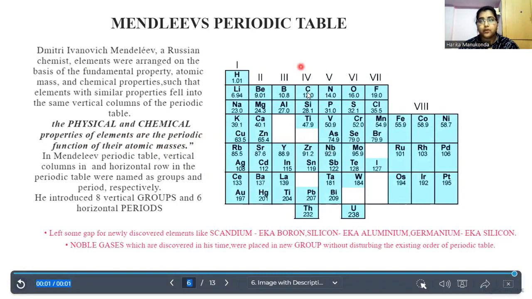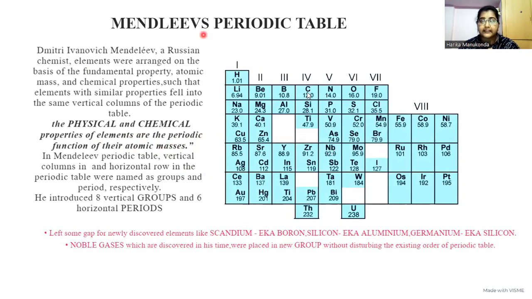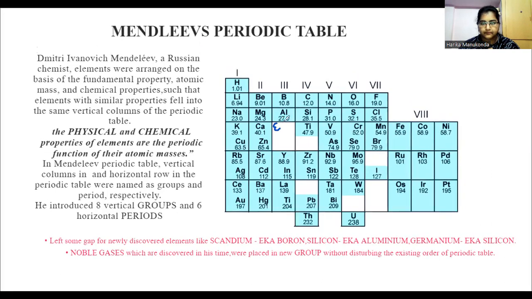He left the gaps so that when new elements were discovered, he could place them. If you see here clearly, below aluminium, he left a gap and he named it Eka boron. He named it Eka boron because it falls under the group of boron.